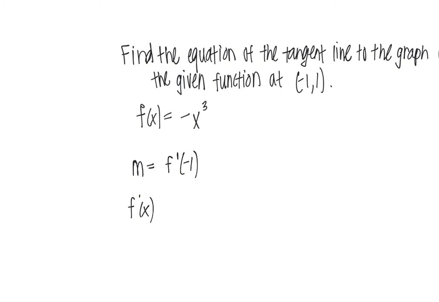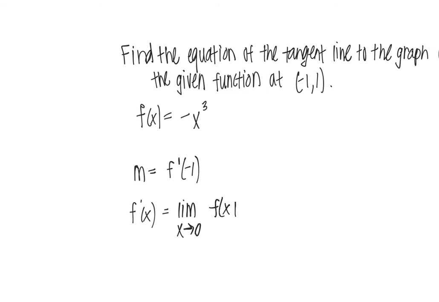Okay, so the only way we know how to find a derivative right now is to evaluate the limit as h approaches 0 of the difference quotient, which is f of x plus h minus f of x all over h. And here's a little issue that we have. We have what f of x is, but we don't know what f of x plus h is. We're going to have to find that, and h is just h.